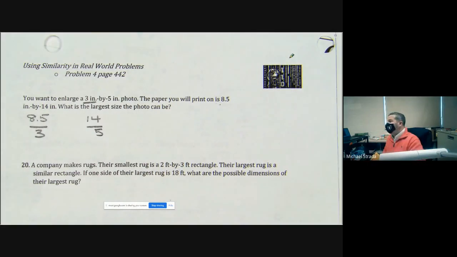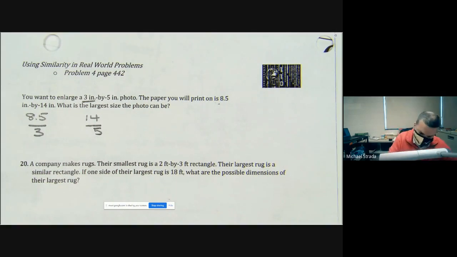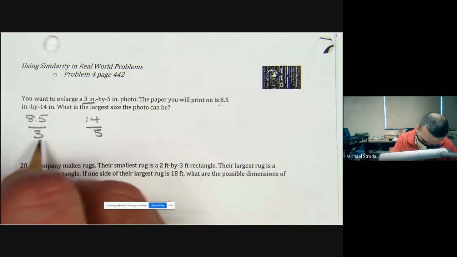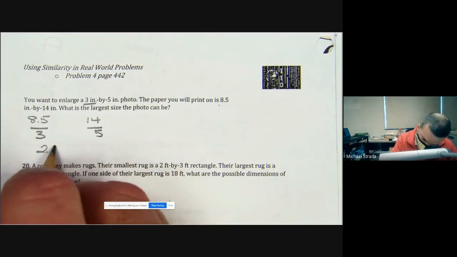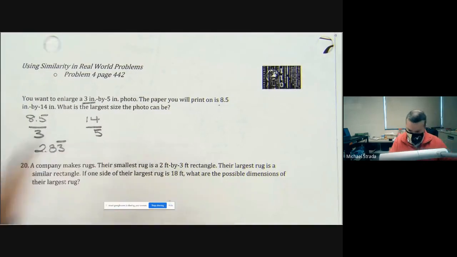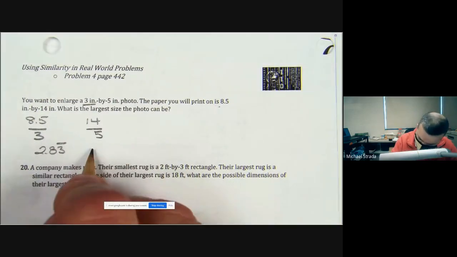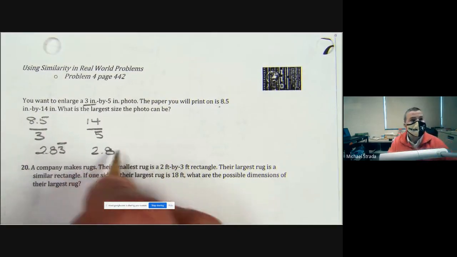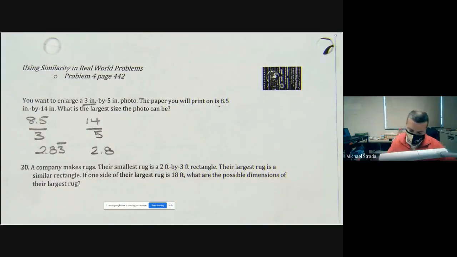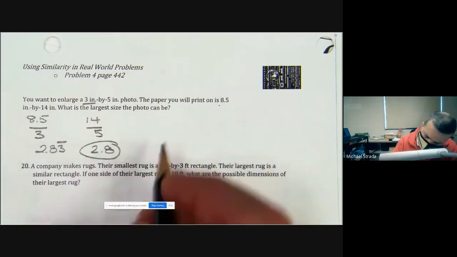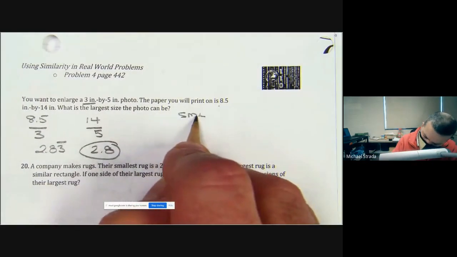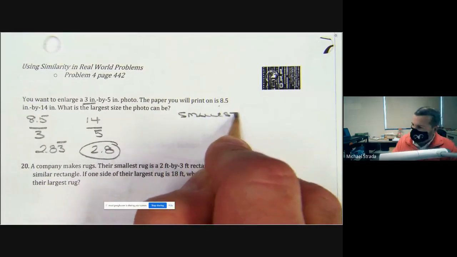Now you're going to divide. All right, so you're going to have 8.5 divided by 3. And that becomes 2.83 repeating. And 14 divided by 5, which is 2.8. You must pick the smallest, because if you pick the bigger one, it won't fit.